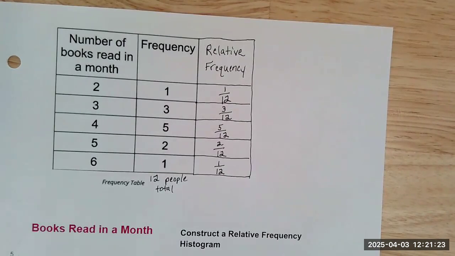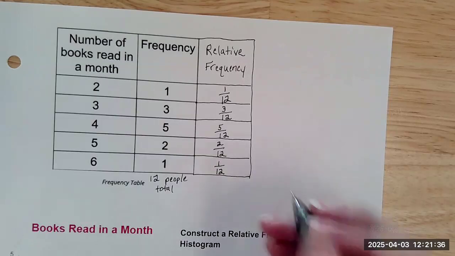Okay. I'm going to go ahead and find the decimal equivalents of these things because it's going to help me actually make my chart or my graph. So 1/12 is 1 divided by 12. That's 0.083.